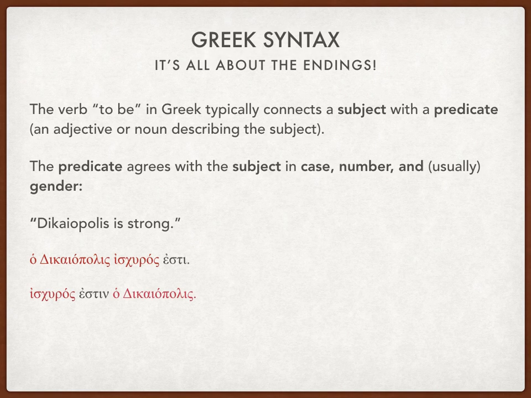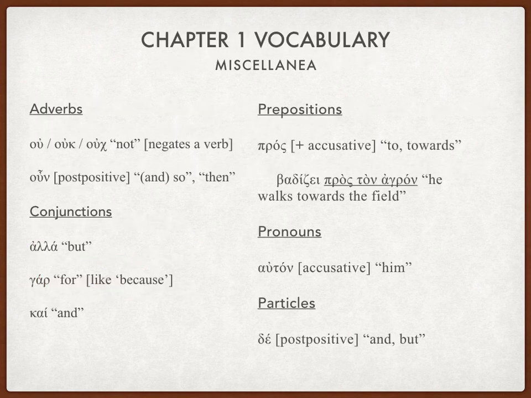And I can change the word order. Iskhuros estin ho Dikaiopoulos. Strong is Dikaiopoulos. It sounds a little bit romantic, but it means the same thing. Dikaiopoulos is strong. That's how adjectives work. They always agree with the noun they're modifying.